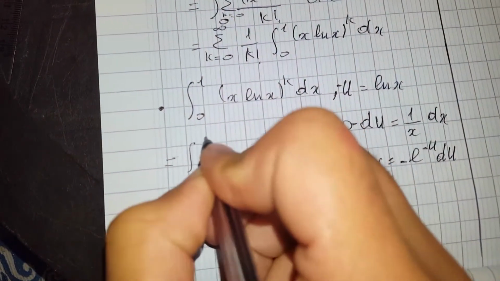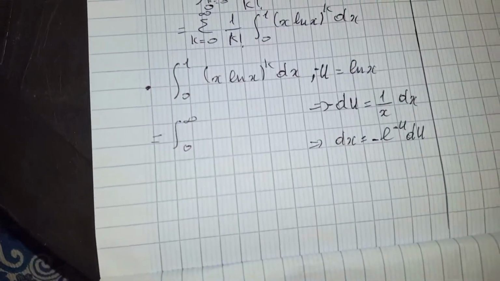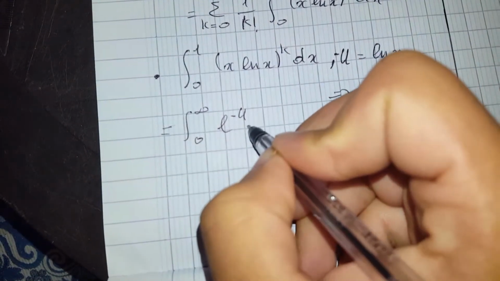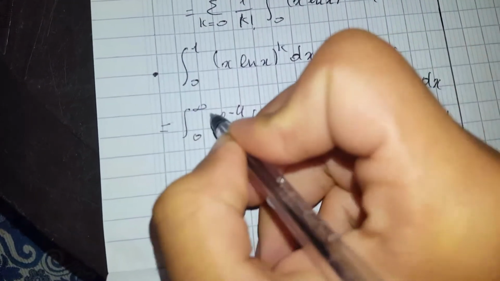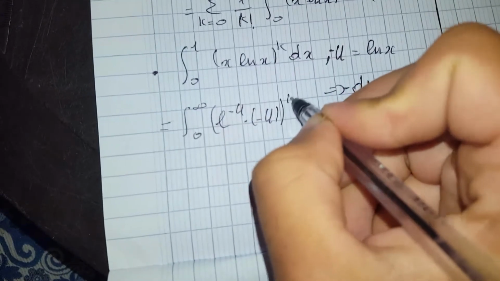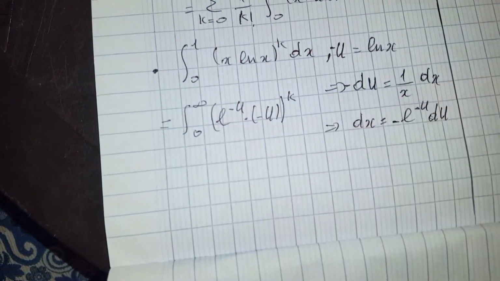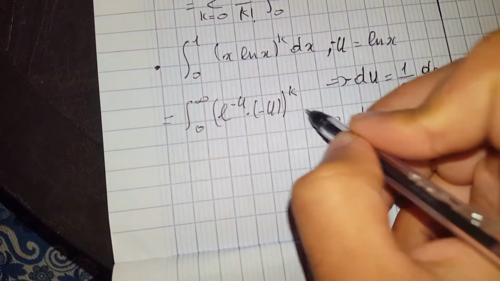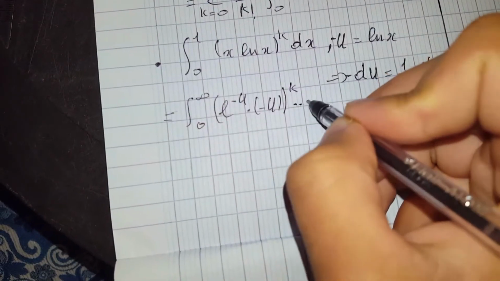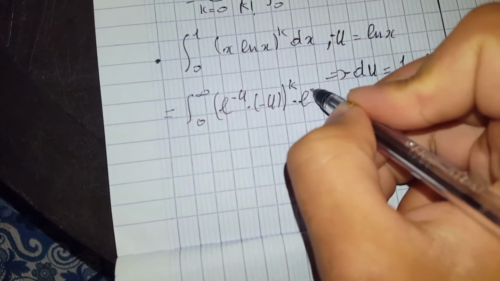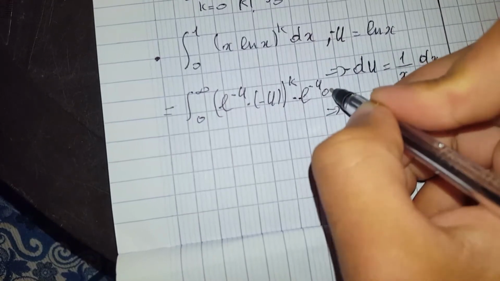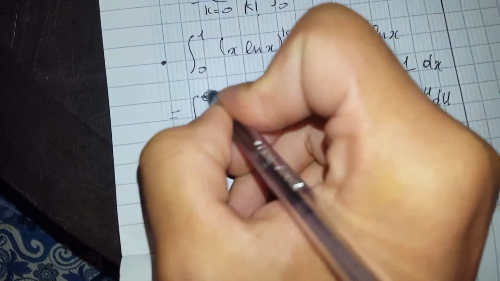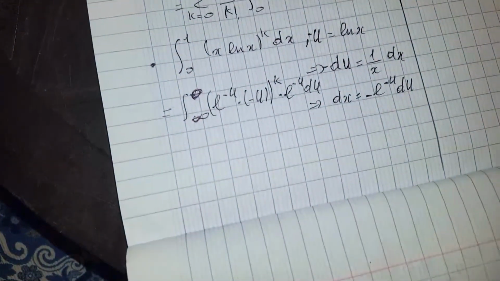So we're going to put that in our integral. It's going to give us the integral from 0 to, I actually made a mistake here. It's the integral from infinity to 0. I will correct that here. So it's the integral of the exponential of minus u multiplied by (minus u) to the k multiplied by minus e to the minus u du.